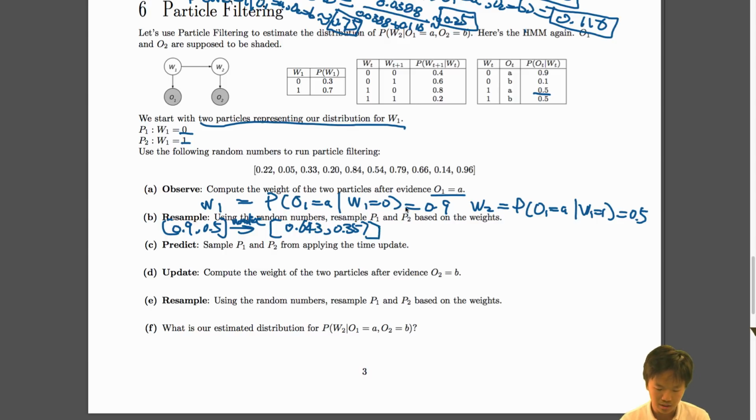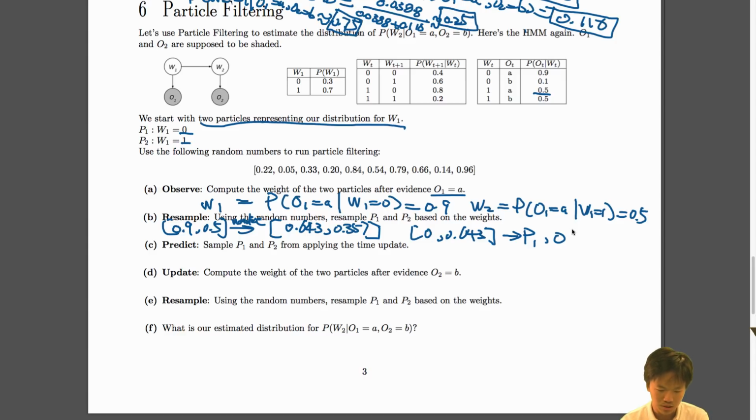That basically means if the random number is between 0 and 0.643, the new particle will be in the same bin as particle 1, which is 0. And if the particle lands anywhere else, that will correspond to particle 2.